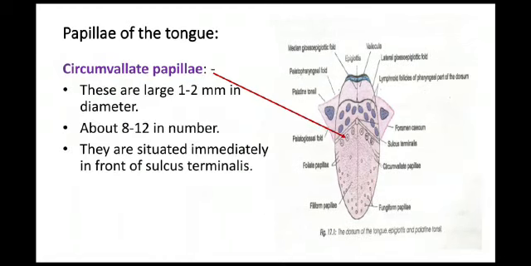So coming to the various papillae of the tongue, which we see in the anterior 2/3 of the tongue, especially the dorsal surface, we have 3 types of papillae: circumvallate papillae, fungiform papillae, and filiform papillae. Circumvallate papillae are large, 1 to 2 mm in diameter. There are about 8 to 12 present, situated just in front of the sulcus terminalis.